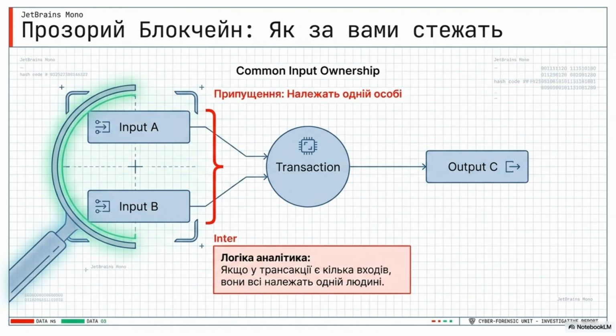The transparent blockchain allows tracking via the common input ownership heuristic. This assumption states that if a transaction has multiple inputs, they are owned by the same person. This forms the basis of some analytics.